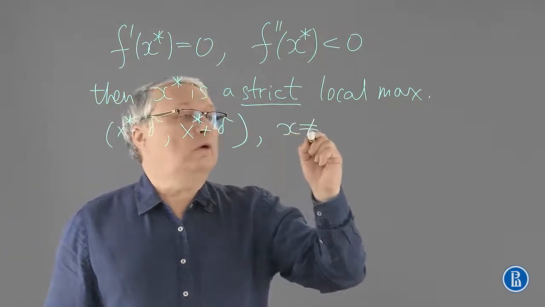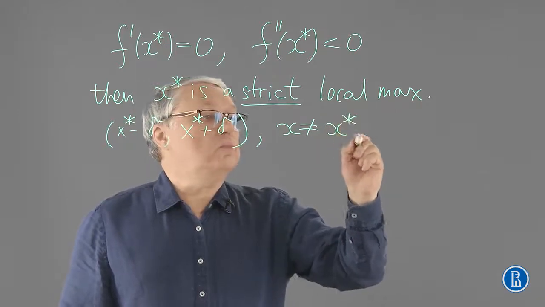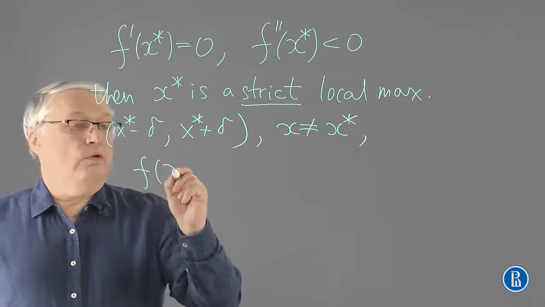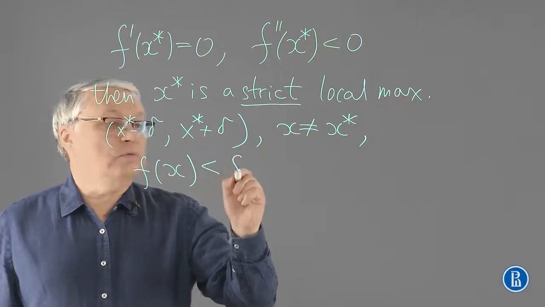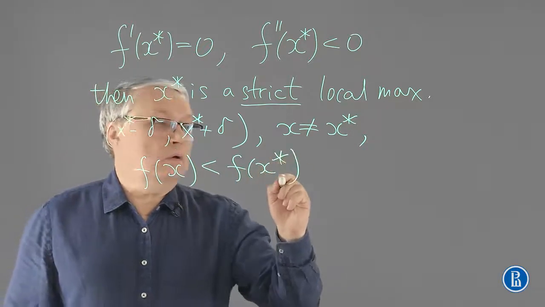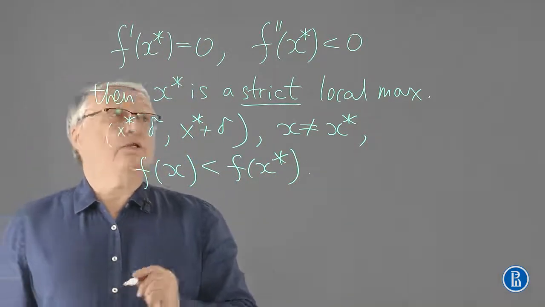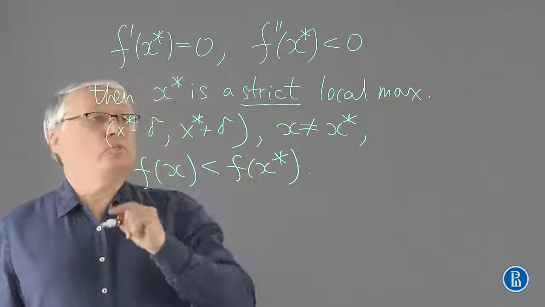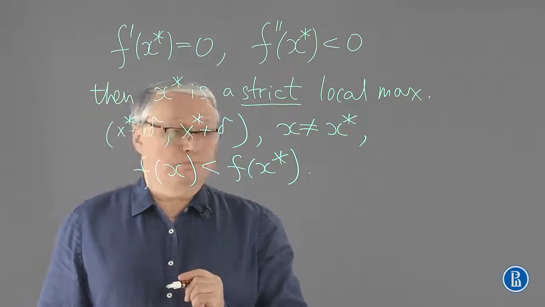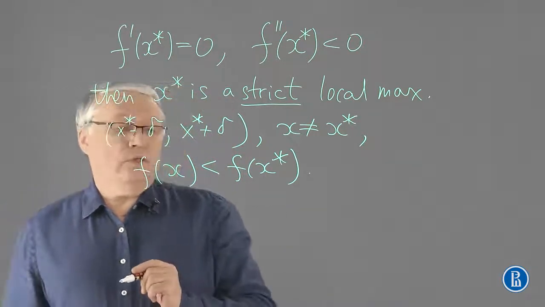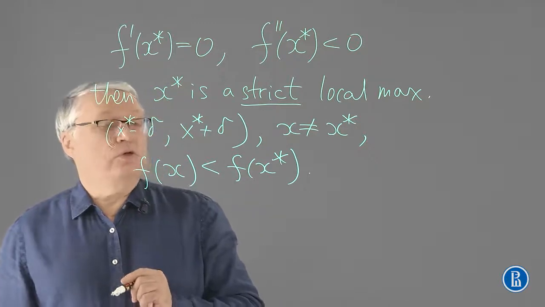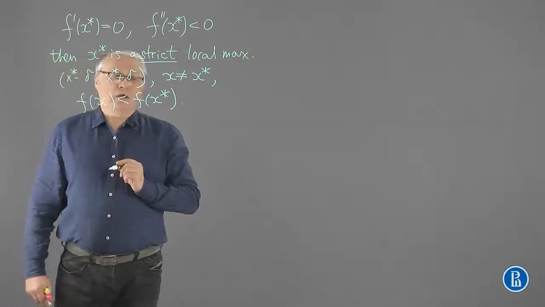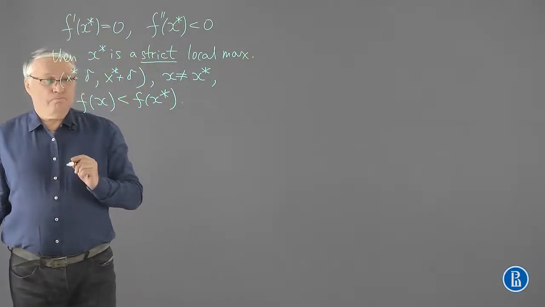if we withdraw this point, then on this interval the following inequality holds. It's strict. Analogously, if at a critical point the second order derivative is positive, this point is a strict local minimum. Now we proceed with the descriptions of local and global extrema in case of the function of many variables.